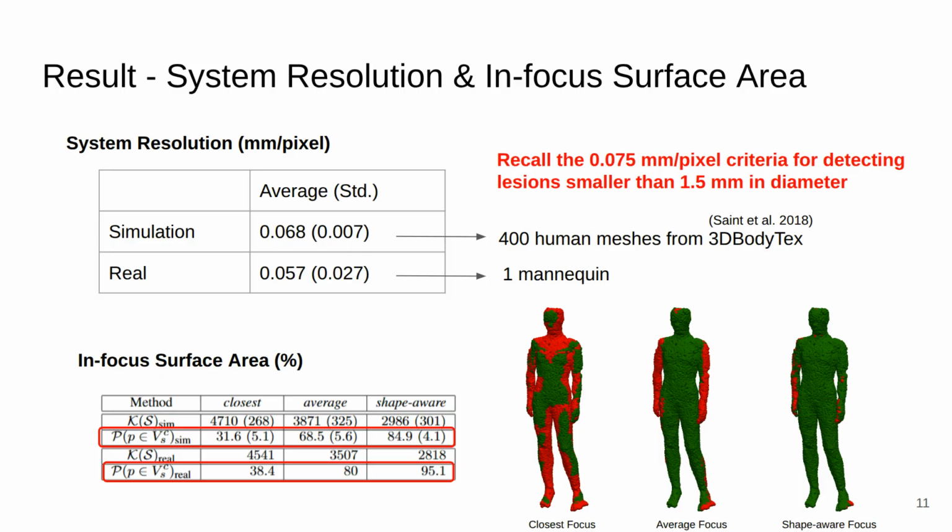The first one is closest focus, that is, for each camera within the field of view using the closest depth value as its focus distance. The second one is average focus. Similarly, for each camera within the field of view, use the average depth value as its focus distance. For the figure in the bottom right, we visualize a point in red if it's out of focus, and visualize the point in green if it's in focus. Here, we can see that the proposed shape-aware focus has a larger in-focus surface area.